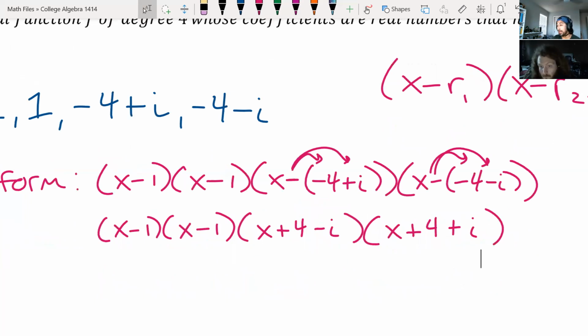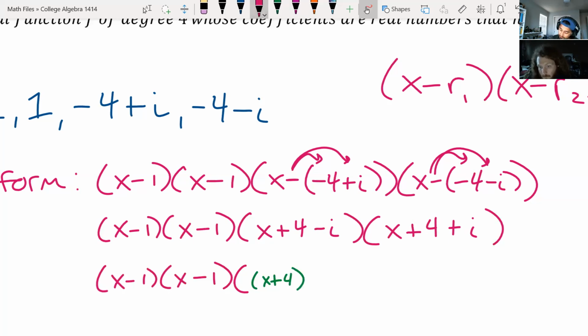Okay, so now we want to distribute everything, but before I do, I'm going to use something called the associative property for addition. So this x plus 4 minus i, I'm just going to rewrite as x plus 4 together minus i. And the same thing over here, x plus 4 plus i. The reason I do this is it's going to make our distribution process a lot nicer to look at.